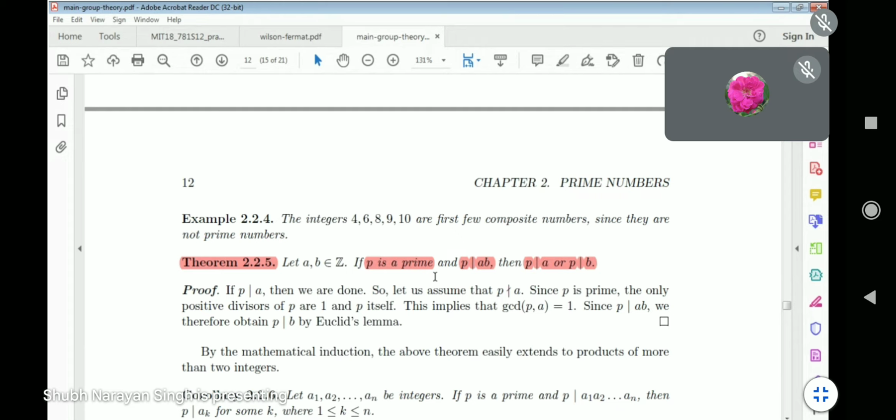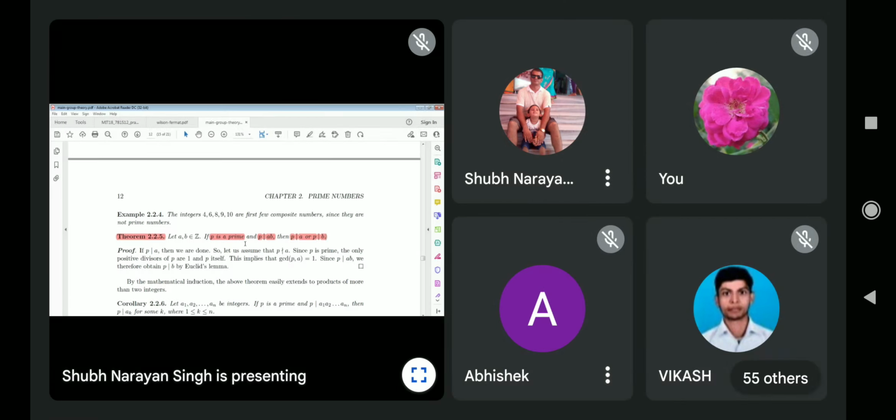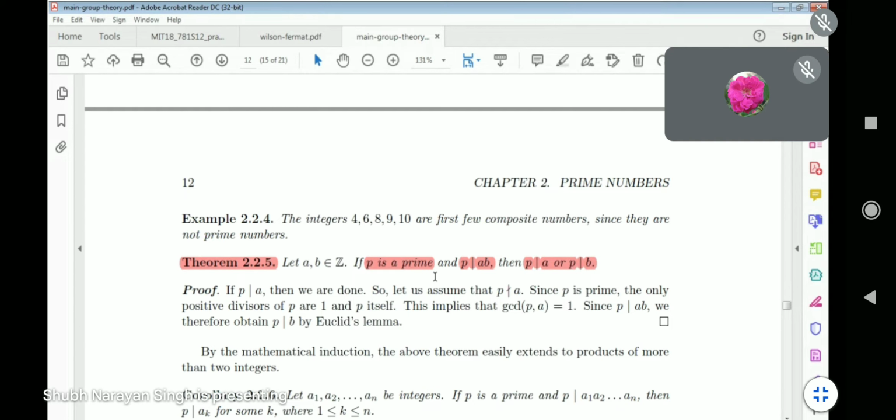So suppose p divides a. Then we don't have to write anything. If anyhow we get that p divides a, then we don't have to do more, because we are looking for at least one of them to be divisible. Either p divides a or p divides b. If p divides a, we don't have to move anywhere and your goal is solved. So let us assume that p does not divide a. This is the symbol for does not divide.